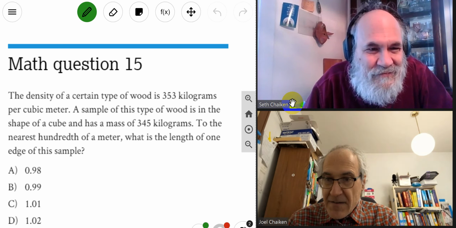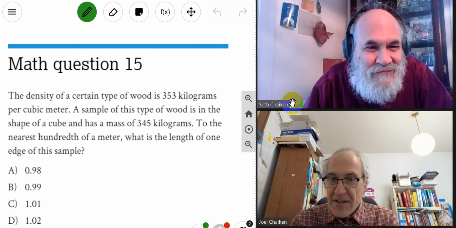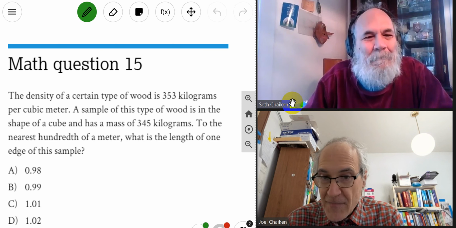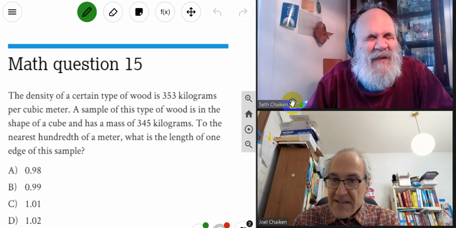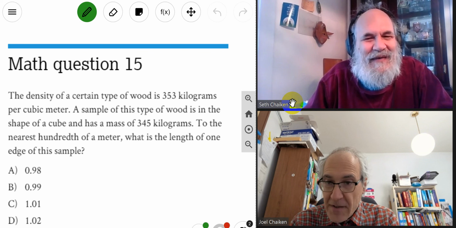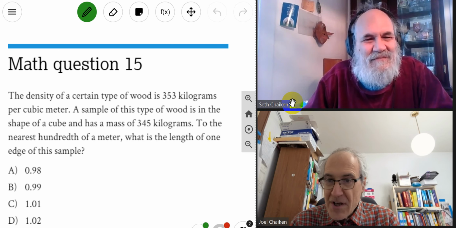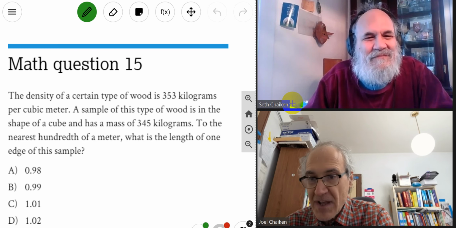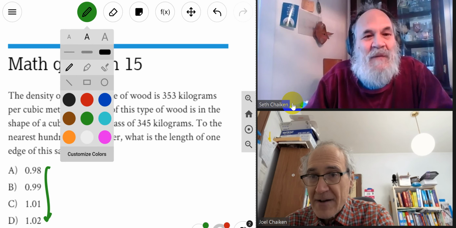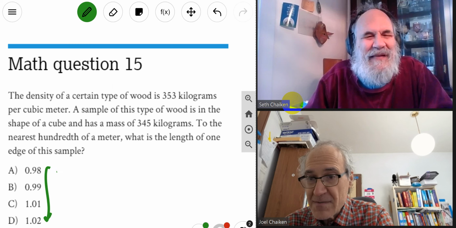The density of a piece of wood is some number of kilograms per cubic meter. Units probably are important. A sample of this type of wood is in the shape of a cube and has a mass of some number of kilograms. To the nearest hundredth of a meter, what is the length of one edge of this sample? Wow, look how close all the answers are. So that means we have to be careful.